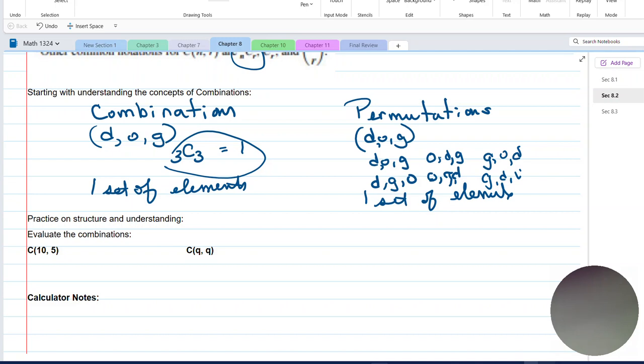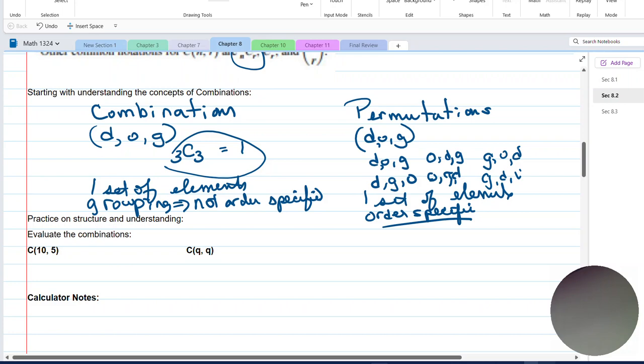And each has a grouping, not order specific. And this is order specific. So now you see the differences, and we can move on.